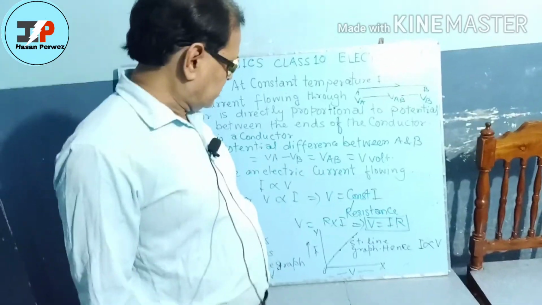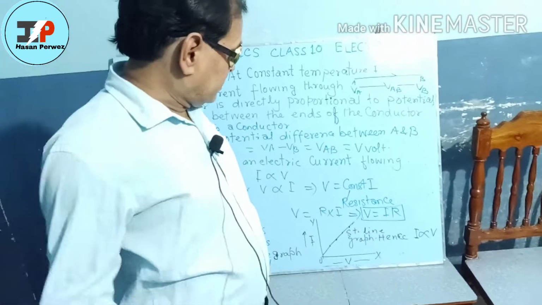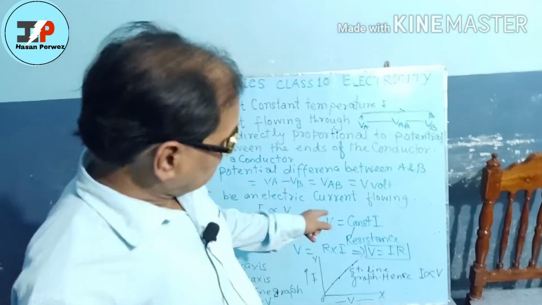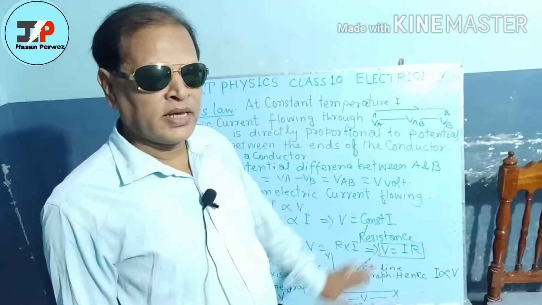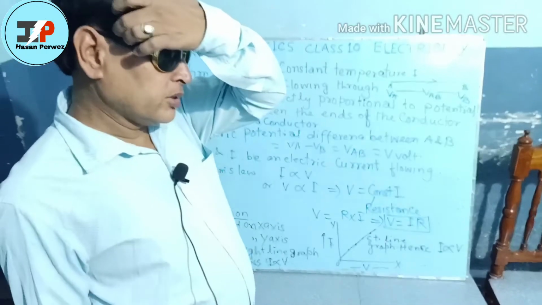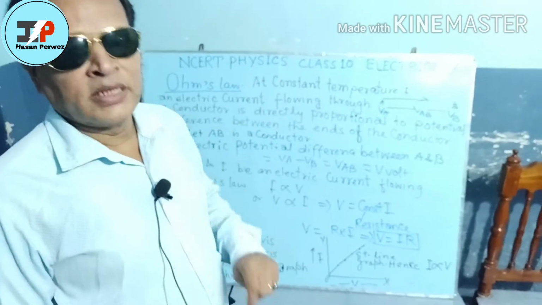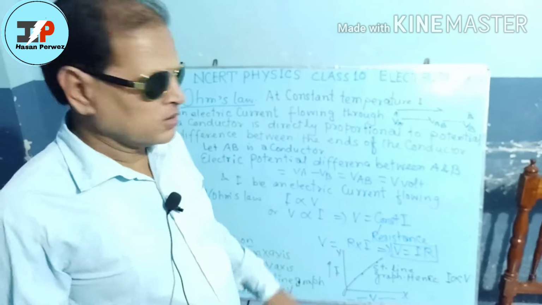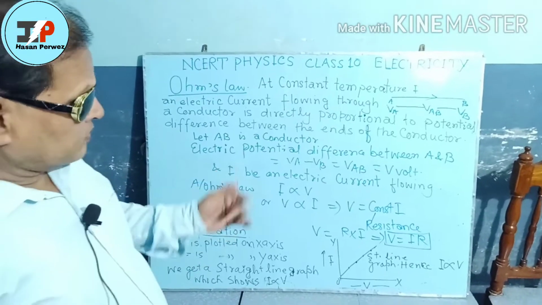Here constant: when the sign of proportionality is omitted, then a constant is multiplied with the quantity. So here the constant is resistance R. So V is equal to IR. This is Ohm's law. In short, it is a relation between electric potential, electric current and resistance. That is V is equal to IR. Ohm's relation, Ohm's formula, is V is equal to IR. It is very useful.